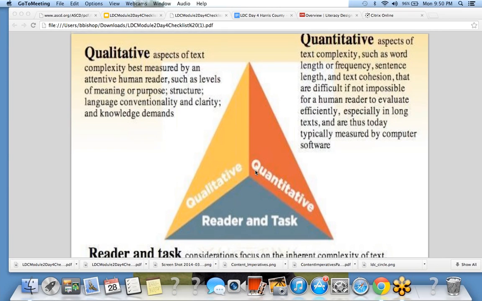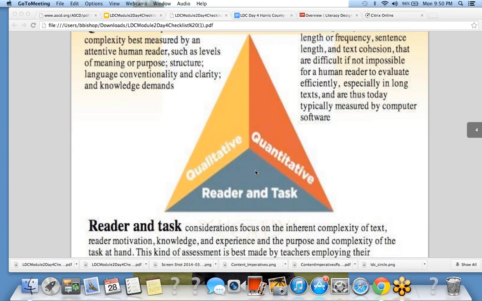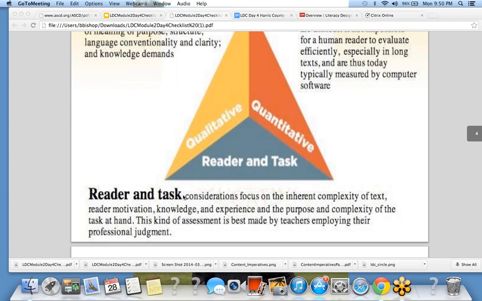But we talked about the reader and the task, and just gave ourselves a little reminder that sometimes to increase complexity of the assignment, you just really need to increase the task. And that's why we talked about having a different reading purpose for an advanced or capable group of learners, or a single learner if you only have one.